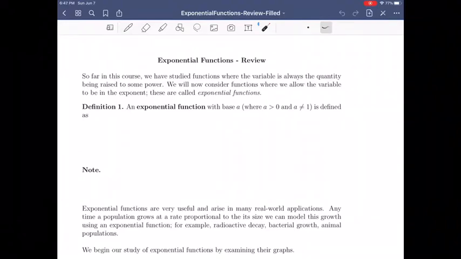In this video, we're going to review exponential functions. So we begin with the definition. An exponential function with base a, and there are some conditions on a: a has to be positive and in fact not equal to 1. If you have such an exponential function, it looks like f of x is a to the power x.